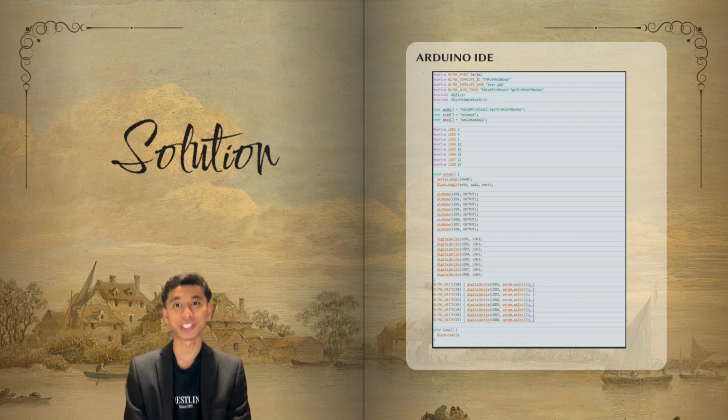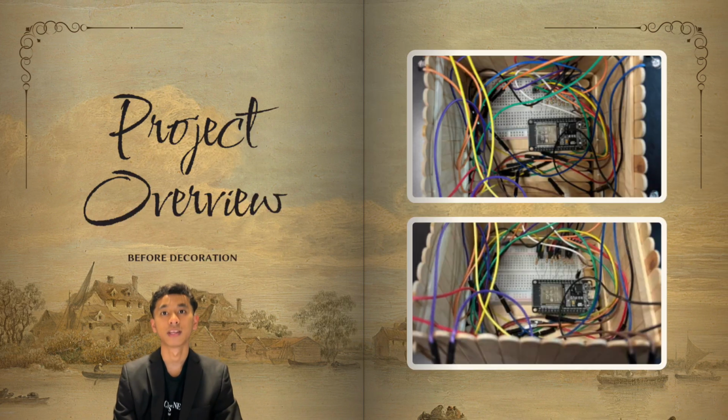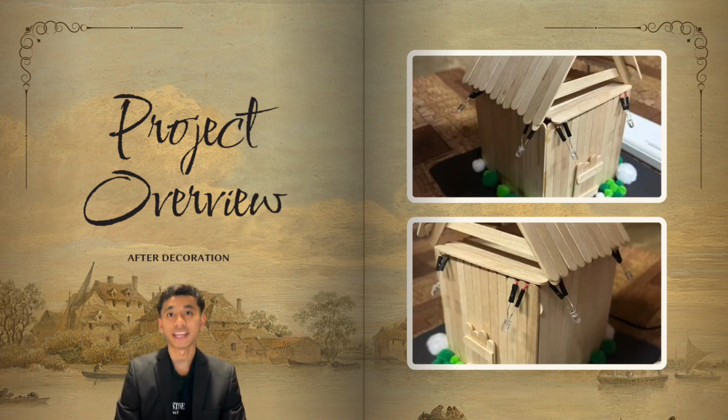So, this slide shows our coding at Arduino IDE apps. This is our project before decoration. And this is our project after decoration.